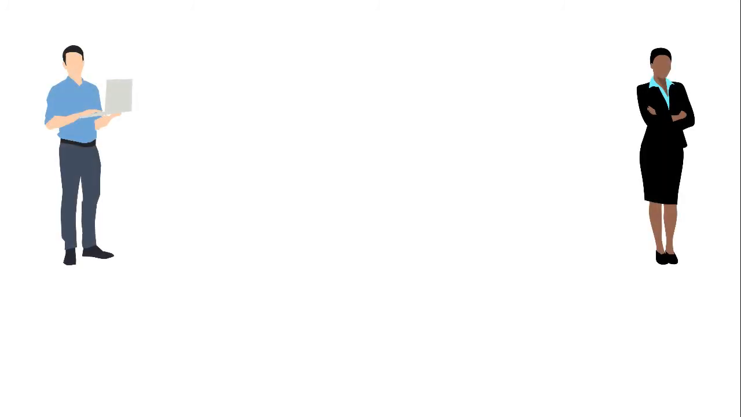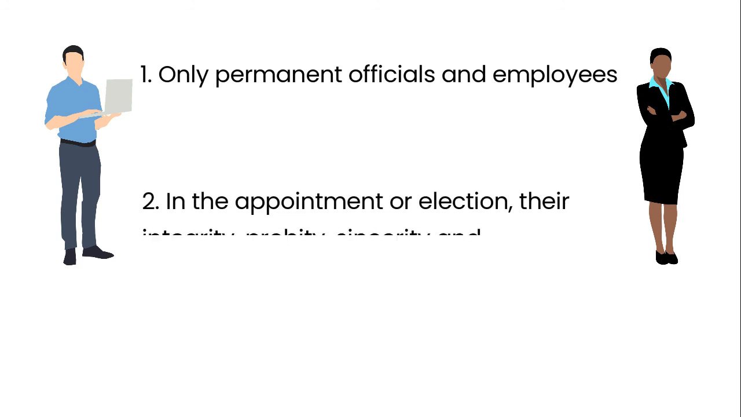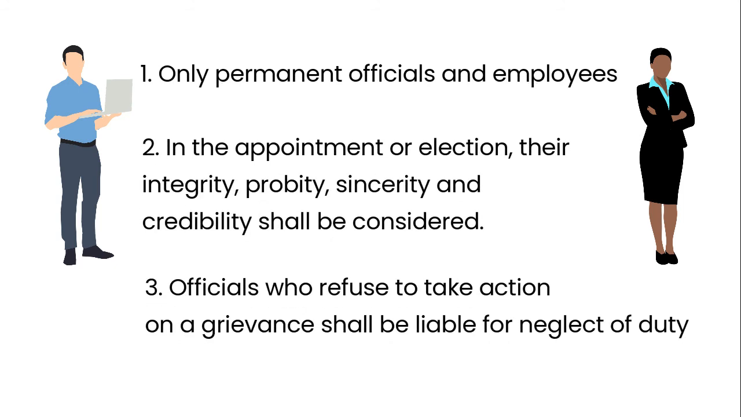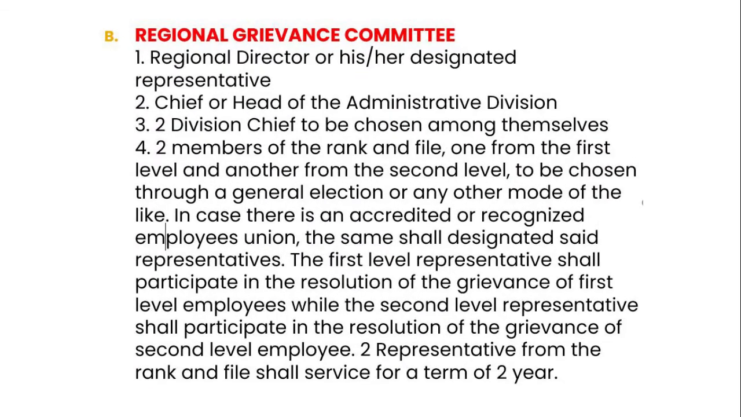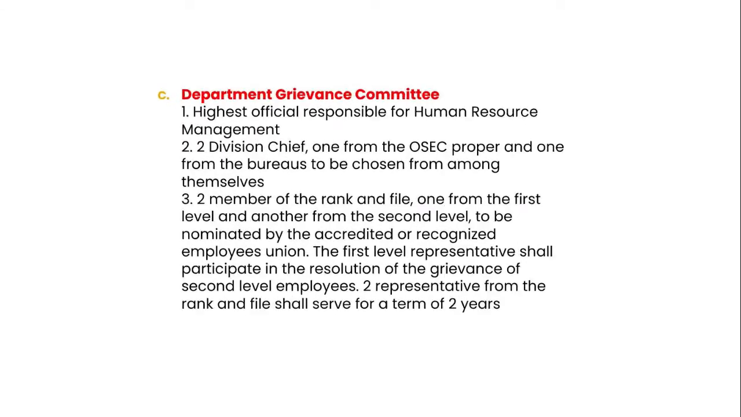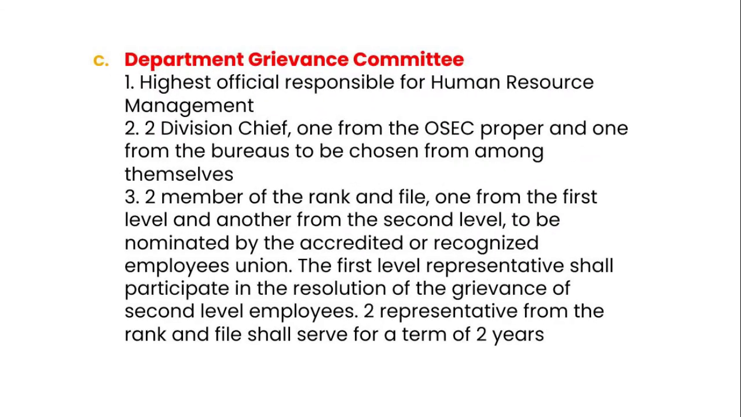Finally, to complete our understanding of the grievance procedure of the Department of Education, it is important to know the composition of the Grievance Committee. First, we have the School Grievance Committee, composed of the principal or head teacher, president of the faculty club, a teacher who is acceptable to both the aggrieved party appointed by the principal or head teacher, while the Regional Grievance Committee is composed of the following. Lastly, the Department Grievance Committee is composed of the following.